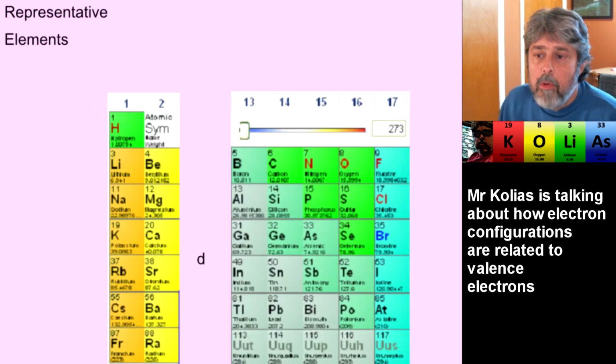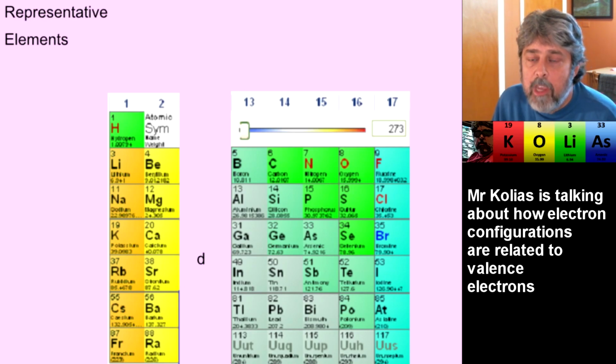Groups 1, 2, 13, 14, 15, 16, and 17 are called representative elements. Representative. They have a special name because there's a little trick. We can look at the group numbers 1, 2, 13, 14, 15, 16, 17, and that tells us the valence electrons. So everything in group 1 has 1 valence electron. Everything in group 2 has 2 valence electrons. 3 valence electrons, not 13, 3. Just knock off the teen. There's no teens. Group 14 has 4 valence electrons, 15 has 5, 16 has 6, 17 has 7.